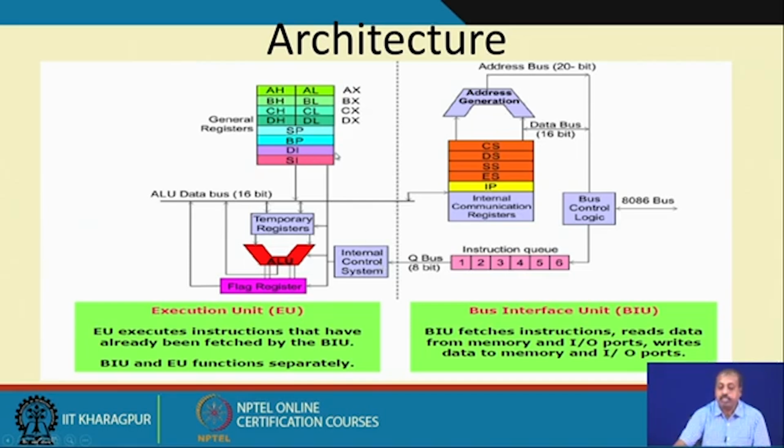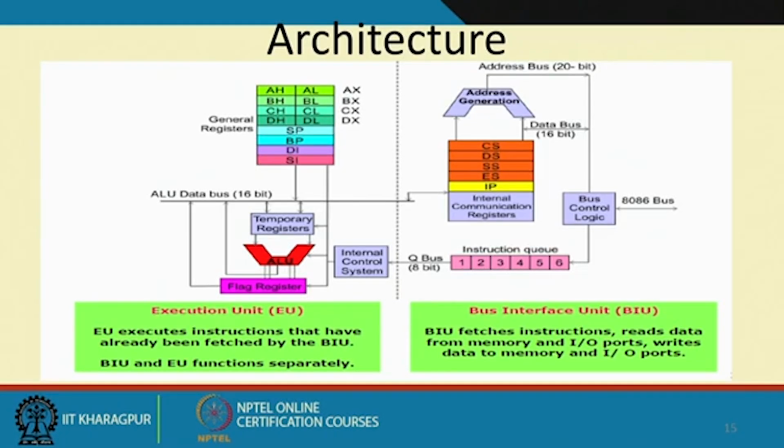the other part of this architecture, which is the execution unit. In the execution unit, there are a number of general purpose registers AX, BX, CX, DX, each of which basically consists of two 8-bit registers. For example, AX consists of AH and AL, BX consists of BH and BL, CX consists of CH and CL. And then we have SP, BP, SI and DI. Those are some special registers for special purposes.